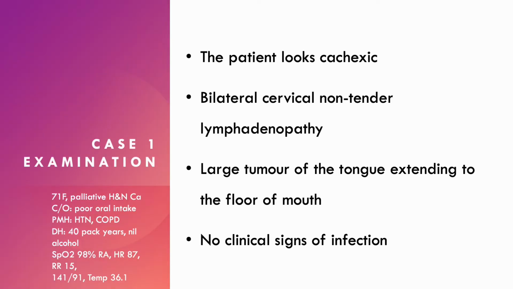So you carry out an examination on the patient. The patient looks cachexic. She has bilateral cervical non-tender lymphadenopathy. There's a large tumour of the tongue extending to the floor of mouth, and there's no signs of clinical infection. Cachexic means there's loss of body and muscle mass, and this is a result of a disease process, normally cancer. The lymphadenopathy is likely a result of the metastatic disease from the cancer.